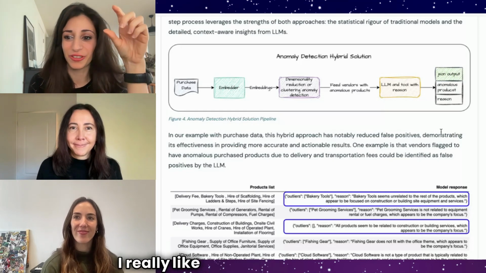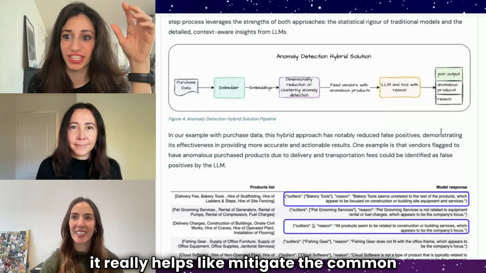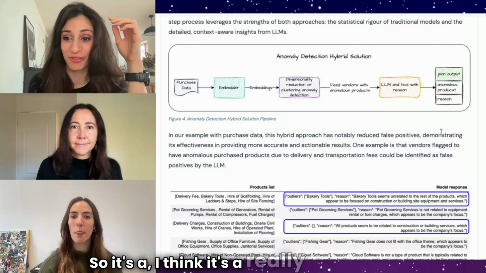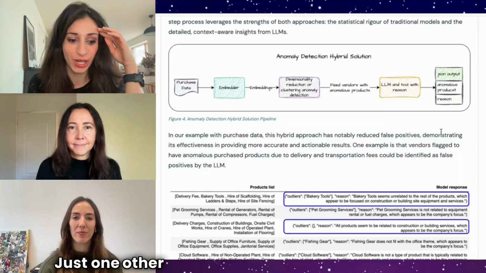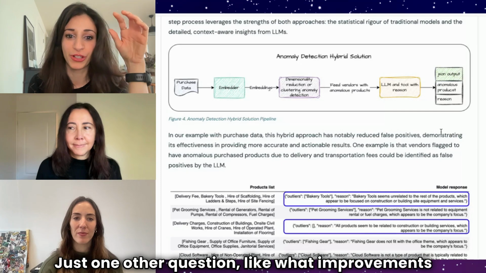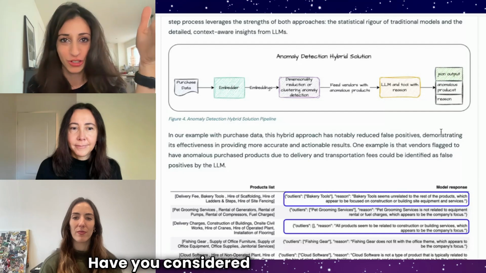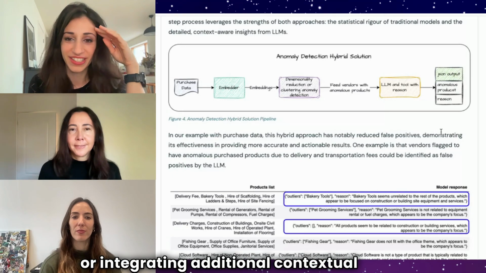Amazing. Yeah, I really like the fact that it helps mitigate the common issue of false positives. So I think it's a really cool solution. I really love the hybrid approach. Just one other question: what improvements do you consider in the future? Have you considered fine-tuning models or integrating additional contextual data?